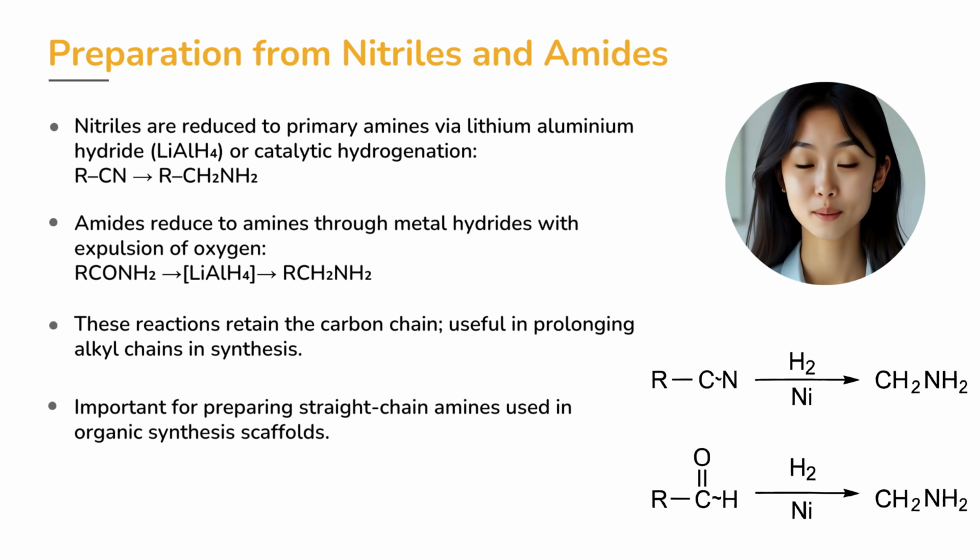Why does this matter? Because it lets chemists build longer or more complex amines without losing parts of the molecule, perfect when making straight-chain amines used as building blocks in organic synthesis. Picture two neat reaction schemes side by side, one showing a nitrile reducing to an amine, the other an amide doing the same, with reagents like lithium aluminium hydride and arrows showing hydrogen addition. These transformations give chemists control to design precise molecules for all kinds of applications.